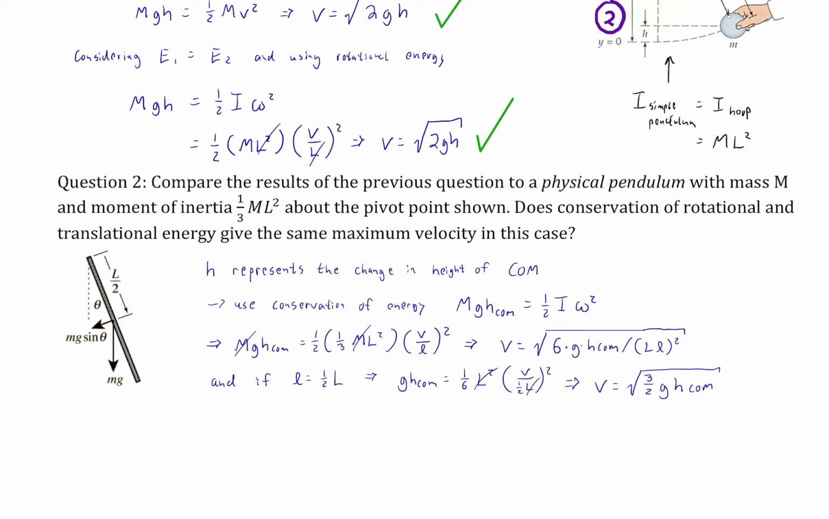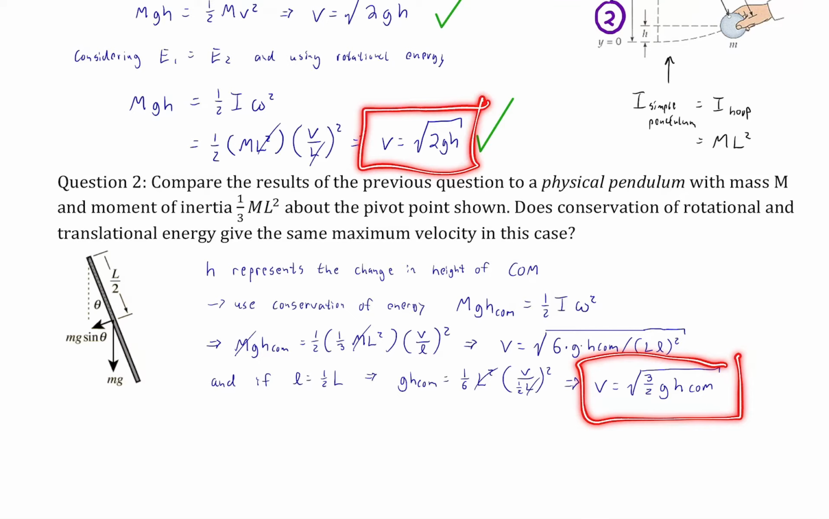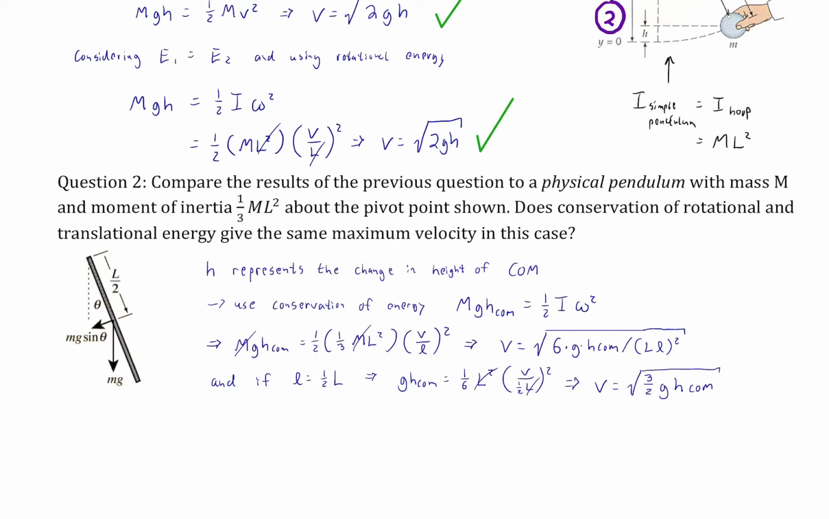And notice what it is: square root of 3/2 g h-com. Don't worry about the com, because effectively this is com as well. But notice, they're not the same. The velocity of the physical pendulum is not the same as the velocity of the simple pendulum. Is it larger or smaller? It's smaller. The physical pendulum will be moving slower than the simple pendulum.